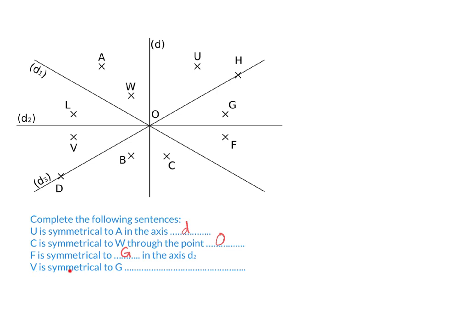Final one here, we have V is symmetrical to G. So V to G. And if you look at it, to go from V to G, it's on the other side of D. In fact, it's on the other side of D2. But to get to there, you are reflecting through point O. So we would need to complete the sentence. V is symmetrical to G through point O, like that.